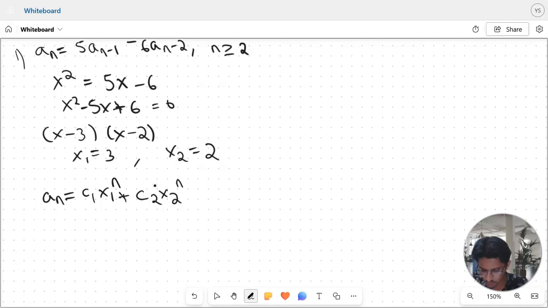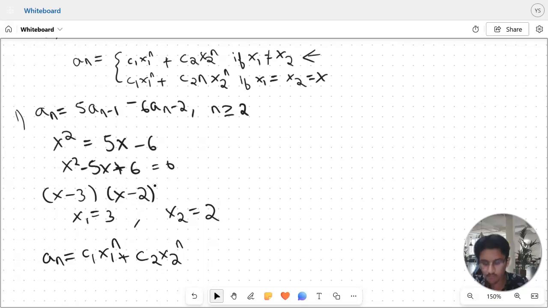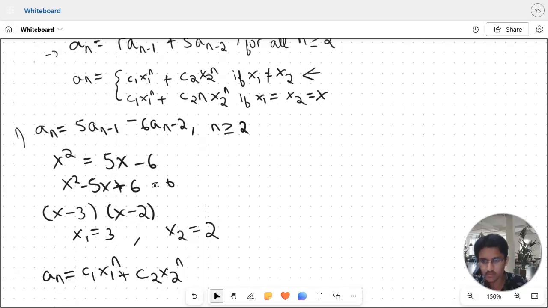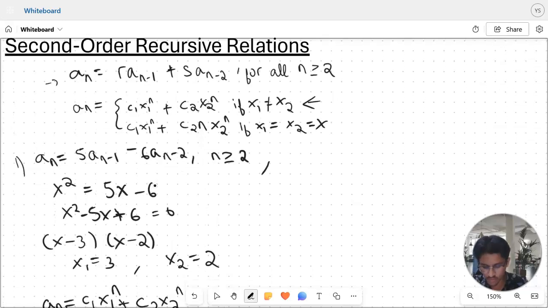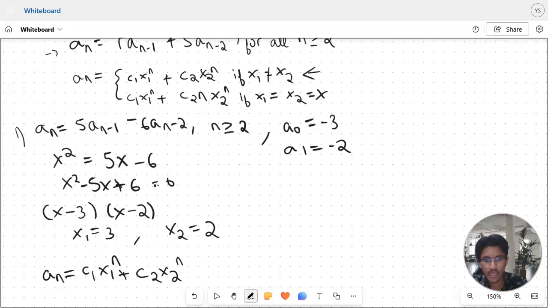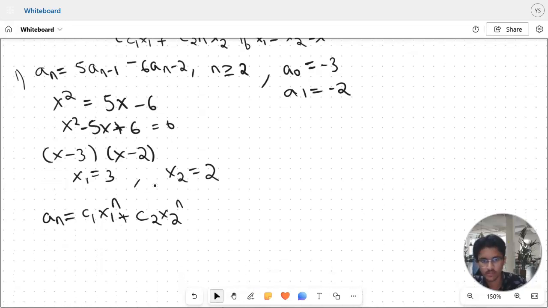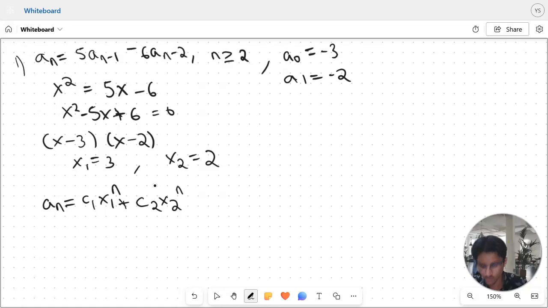Then we go and look back at the problem. They have also given us two more things in the question. Remember, only if we are given something like this does it become easy to solve. They have to give us two initial conditions: what a of 0 is and what a of 1 is. Then only can we use these formulas. So a of 0 equals -3 and a of 1 equals -2.